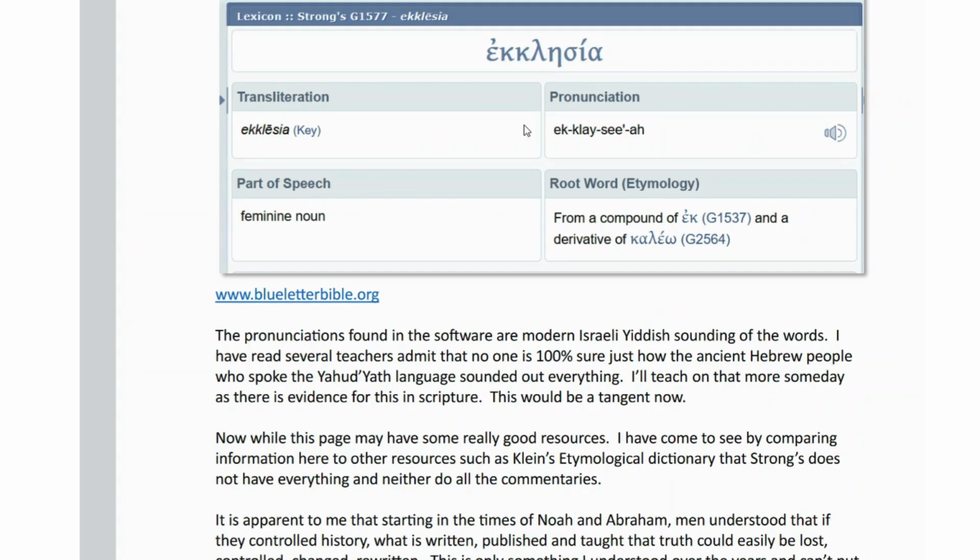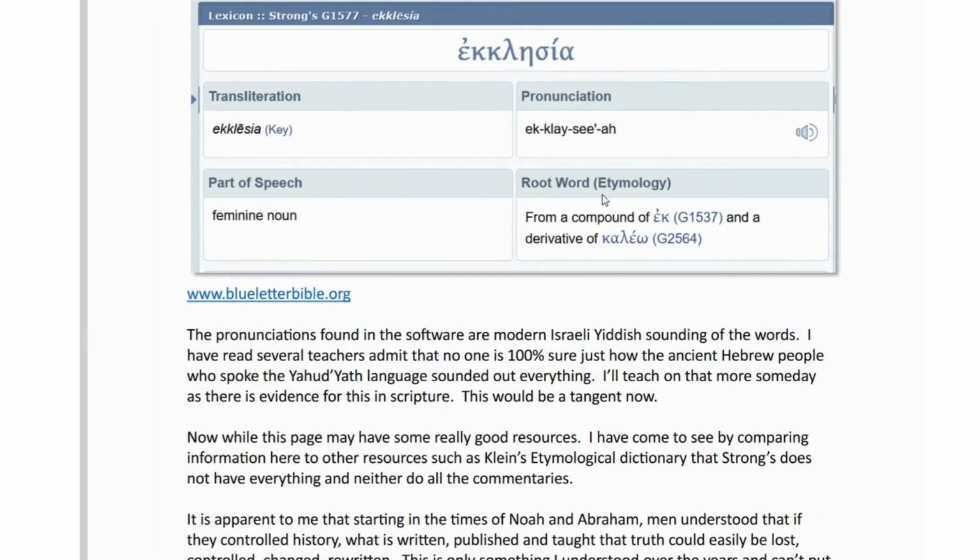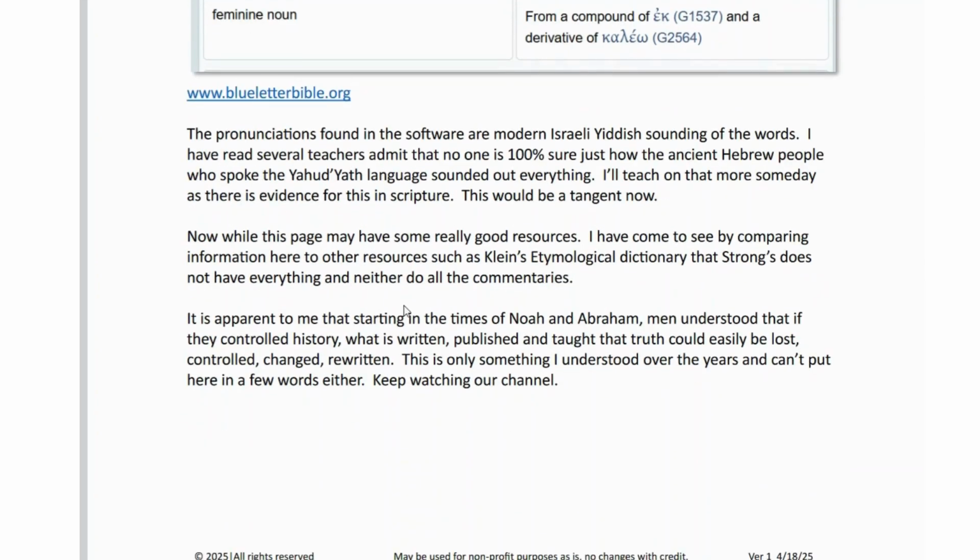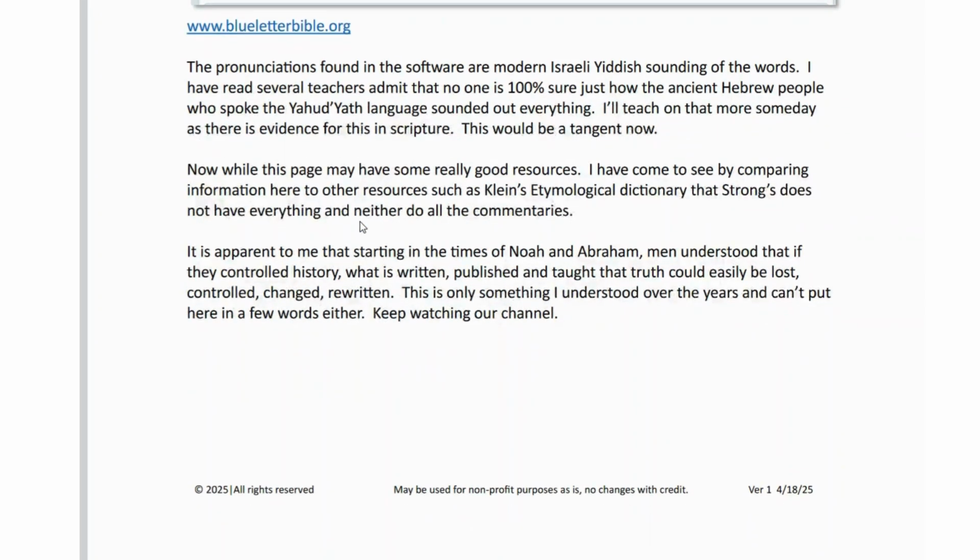So switching back to my PDF file for just a moment. So here we are in the PDF file, and I've given you a snapshot of the ecclesia, so when you print this out you can follow along step by step. Now the pronunciations found in this software are modern Israeli Yiddish sounding words of the words. I have read several teachers admit that no one is 100% sure just how the ancient Hebrew people who spoke the Yehudyath language sounded out everything. I'll teach on that more someday, as there is evidence for this in Scripture, but that would be a tangent right now.